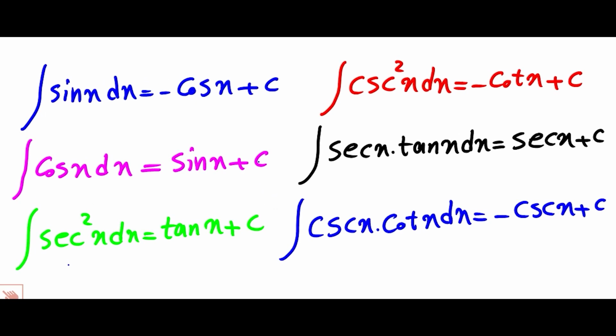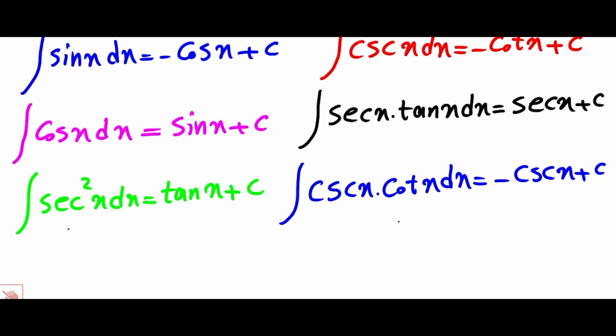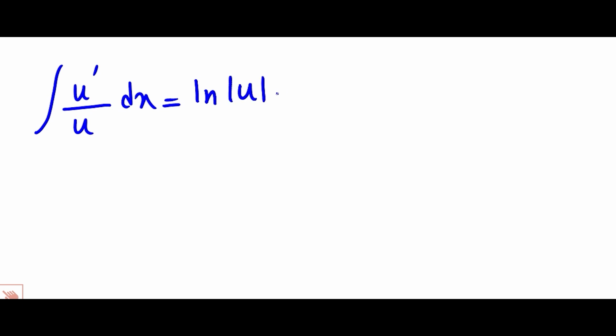So what about the integral of tangent and cotangent? As you know, if we have a fraction where the numerator is the derivative of the denominator, the integral is simply the natural log of the denominator. Means the integral of u prime over u dx, u is a function of x, equals ln of the absolute value of u plus c. This is the key to solving the integrals of tangent of x and cotangent of x.